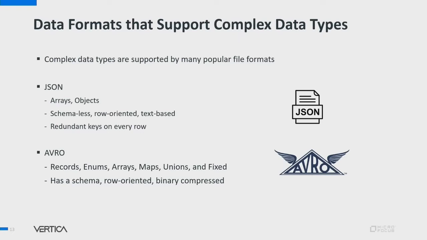And Avro is the other popular file format used today. It supports records, enums, arrays as some of the complex data types. It is one step ahead of JSON. It has a schema. It is row-oriented, and it is binary compressed as well. So it doesn't have the redundancy of the column names on every row, and it can compress well because of the binary representation.